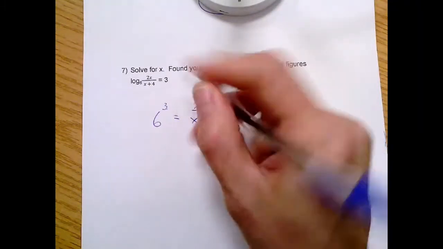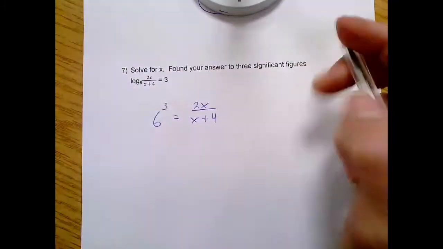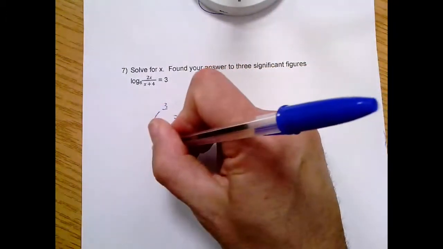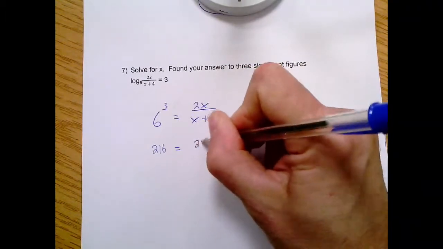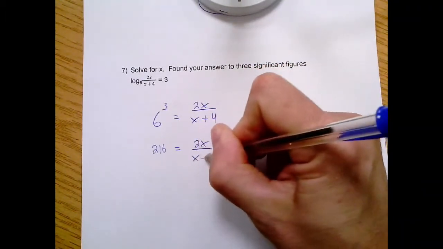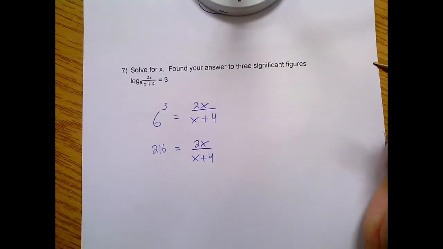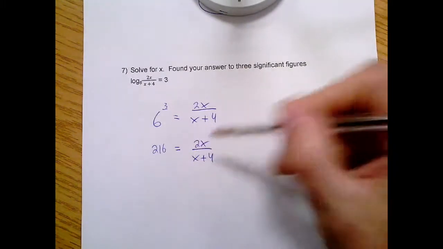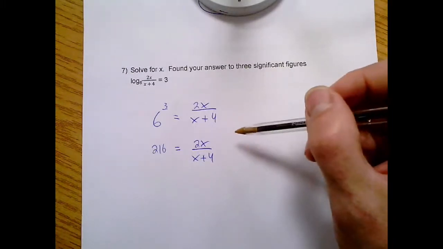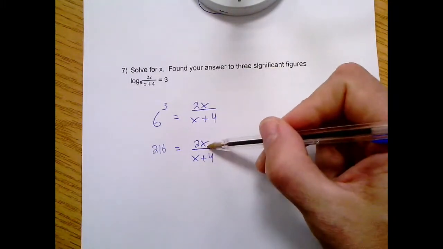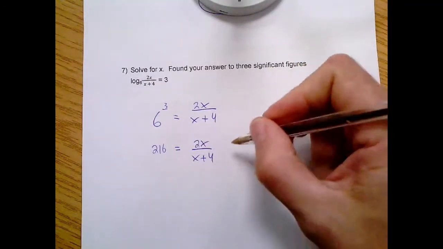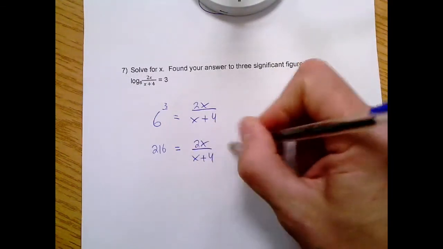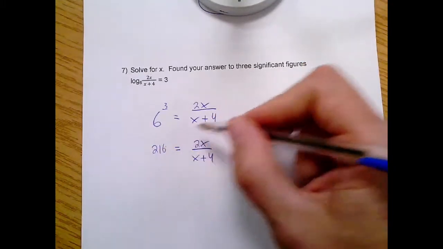Well, let's see here. What is 6 to the 3rd power? 6 raised to the 3rd power is 216. So really I have 216 equals 2x over x plus 4. Okay, so first I kind of want to get rid of this fraction. I want to resolve that. So the opposite of dividing by x plus 4 is multiplying by x plus 4. So if I multiply both sides by x plus 4, that's going to cancel on this side. I guess I can just show you.